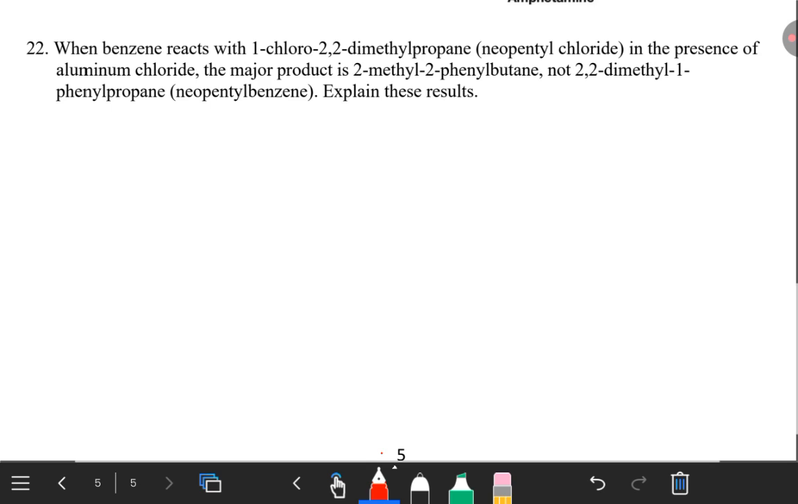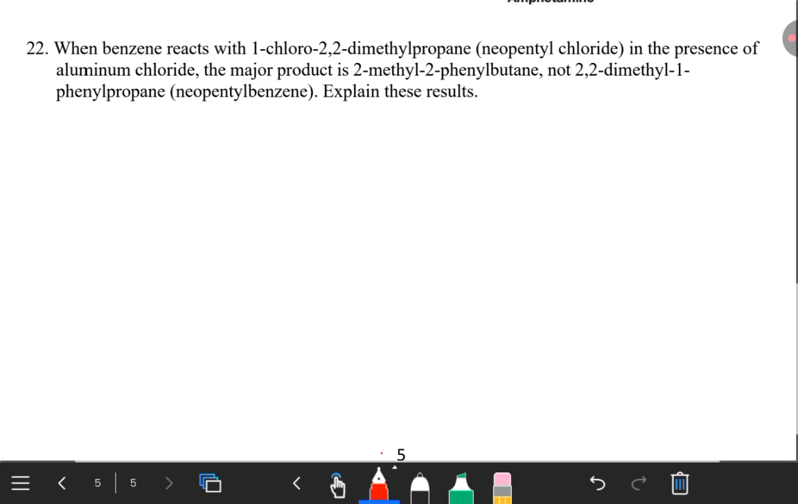Okay, so this is quite an interesting question. You can find a way to explain this result by doing what is known as a reaction mechanism. By performing a reaction mechanism, you'll be able to explain, but without a reaction mechanism, it will be very hard for you to explain these results. Alright, so let's get into it.